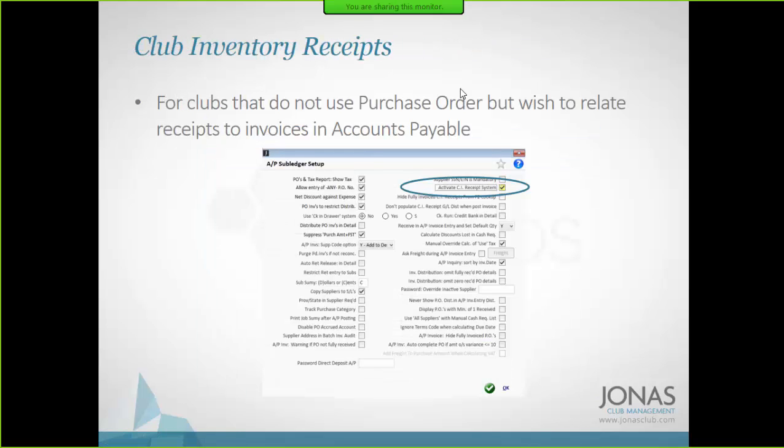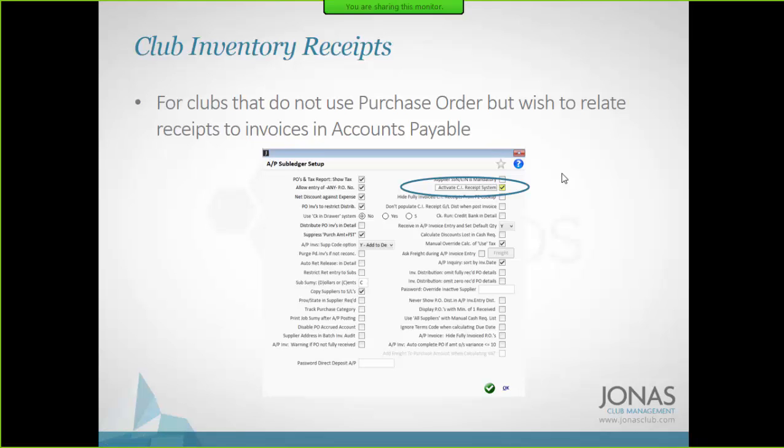Now, Club Inventory Receipts. This is a new feature that was added to Accounts Payable and Club Inventory. So if you're using our purchase order module in Club Inventory, this doesn't affect you because you're already doing it through the purchase order. If you don't have the purchase order module, this gives you a tie-in between accounts payable and the receipt of goods. So this is activated underneath the AP system. You have to go into accounts payable, files, subledger setup, and it's under options. There's an activate CI for Club Inventory receipt system.